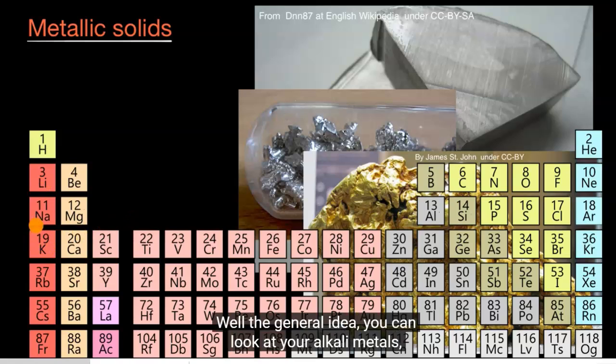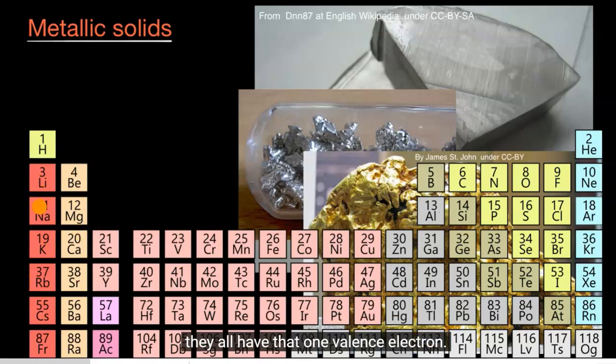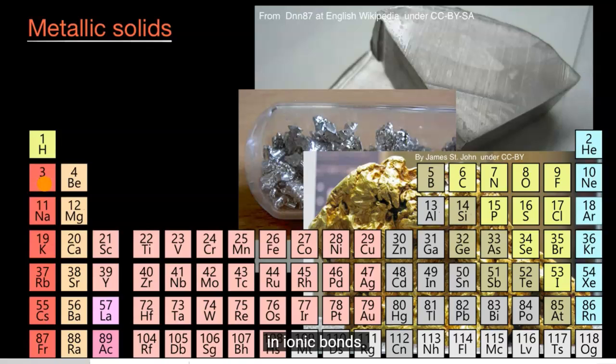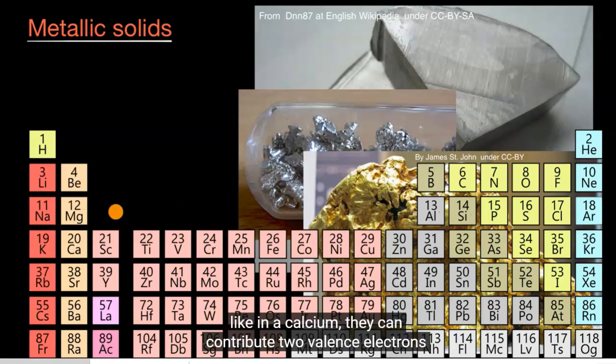Well, the general idea, you can look at your alkali metals. They all have that one valence electron. And to get to that stable outer shell, it's much easier for them to give away a valence electron. And that's why we often see these folks participating in ionic bonds. They can be ionized quite easily. But if you have a pure sample of them, they can contribute electrons to a sea of electrons, one each. These alkaline earth metals, they have 2 valence electrons. They too can be ionized, or if you have a pure sample, like in calcium, they can contribute 2 valence electrons to a sea of electrons. And the transition metals here have a similar ability to contribute valence electrons.